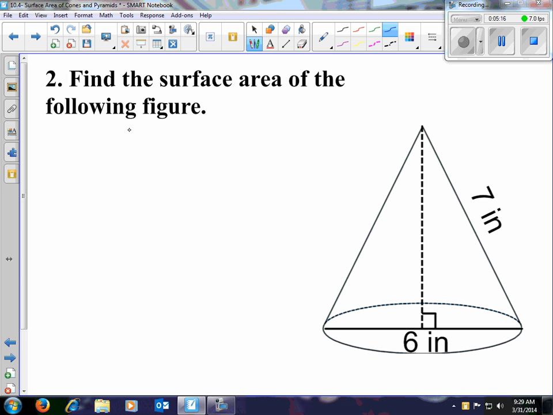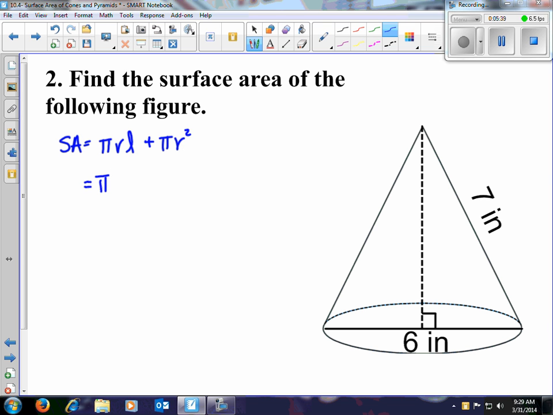All right, next one. Same kind of problem. It says find the surface area of the following figure. Now, we know this figure is a cone. So I have surface area equals pi RL plus pi r squared. Now, you have to memorize this. It is not an option to not memorize this formula.